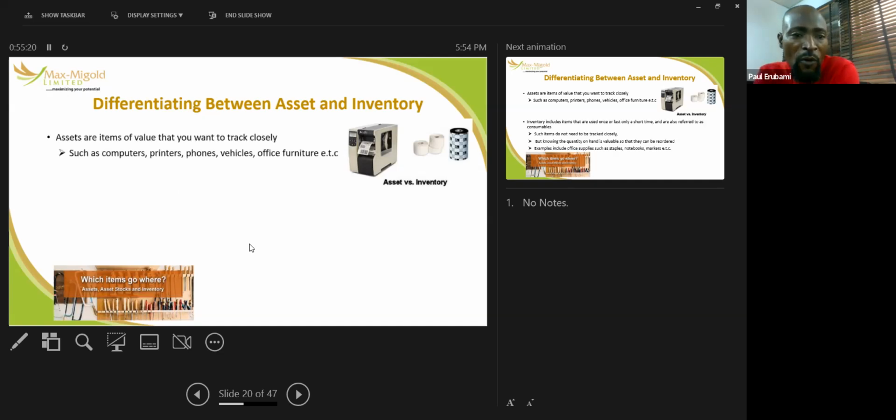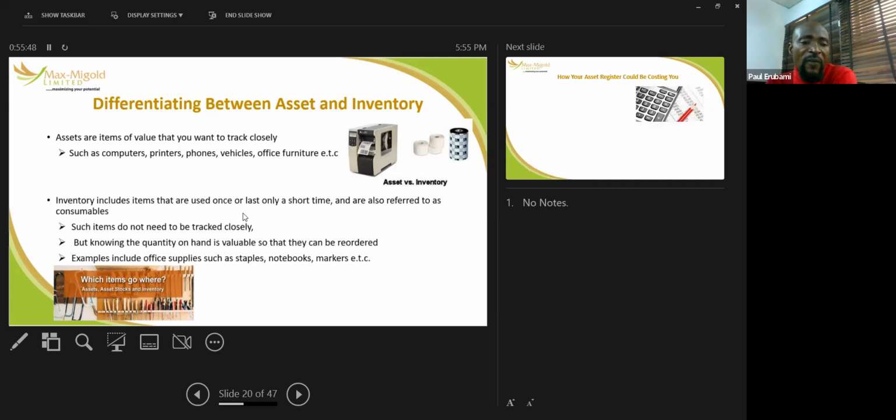assets are items of value that you want to track closely. Remember when we were discussing current assets and fixed assets, I told us that assets are anything that can retain value beyond a span of 1 year. It becomes an asset, such as your computer, your printer, your phone, your vehicles, your office furniture. They are all classified as what? Assets, and it's different from what?